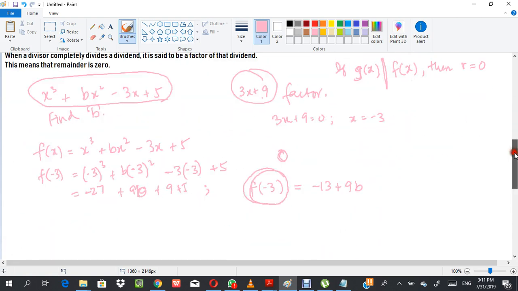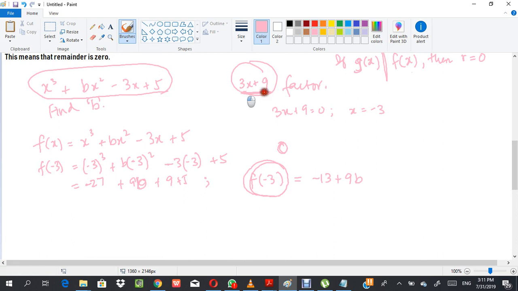Now let's come here. Since 3x plus 9 is a factor, f of negative 3 should be 0. This means negative 13 add 9b should be equal to 0. This gives me the value of b as 13 upon 9. So that's it. That's the factor theorem. The factor theorem is the same thing as the remainder theorem, except that the remainder in this case is always known to us, and that is 0.